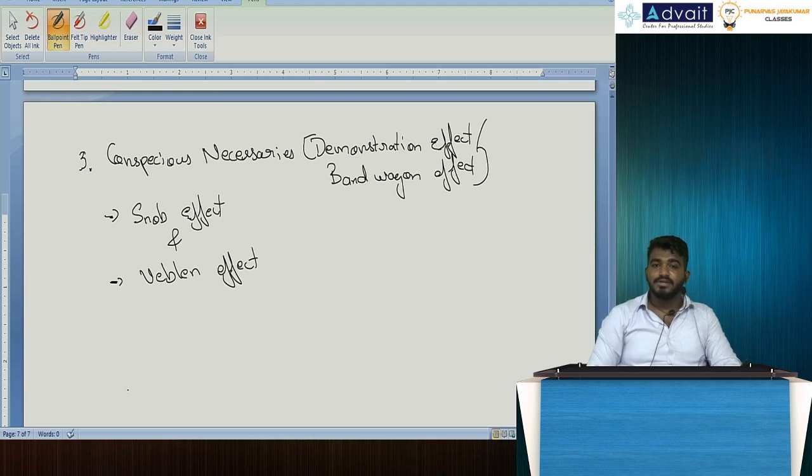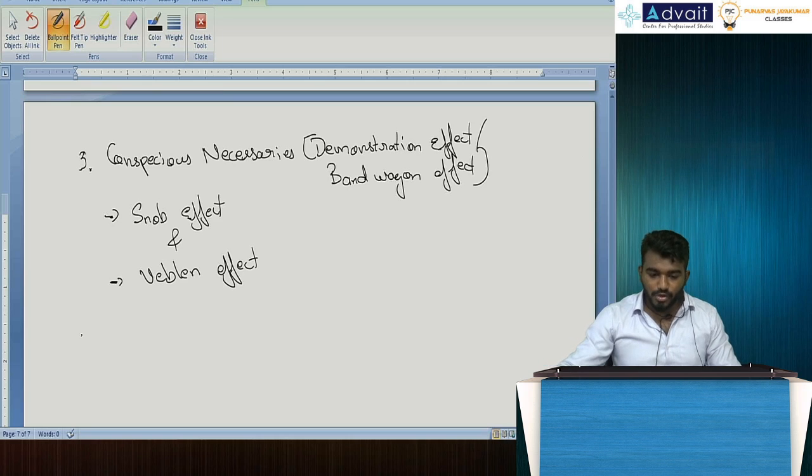Did you people understand? Sir, snob effect, when a product becomes common among everyone, the demand will automatically reduce. What is Veblen effect? Irrespective of increase in price, it doesn't matter to me. I want the same type of goods and services. That is called as Veblen effect. Did you people understand? Superb. Now, sir, that was the third point.